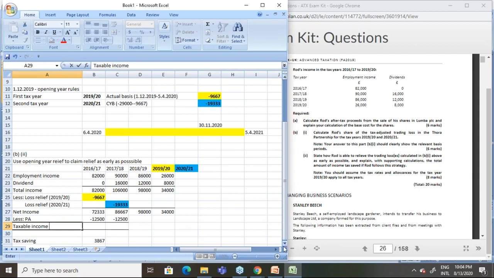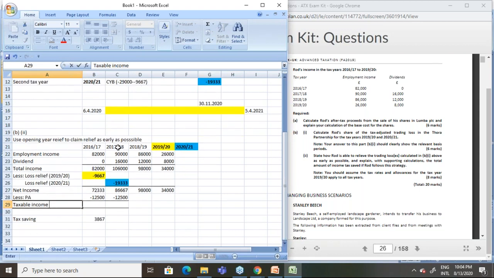Now, what is the tax saving for 17-18 tax year? 16-17, you have a tax saving of 3,867. But what is the tax saving for 17-18? Okay. Yeah, we have no problem actually. No, we have a problem here. We have a problem.